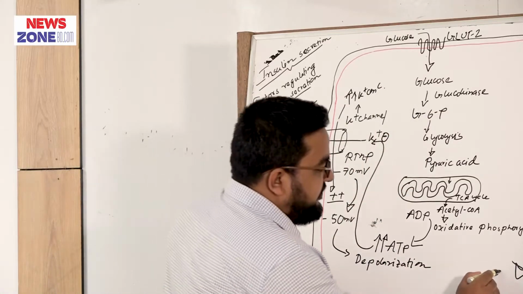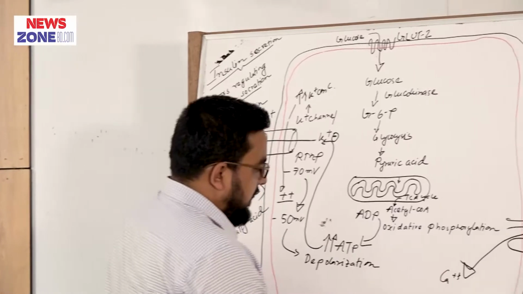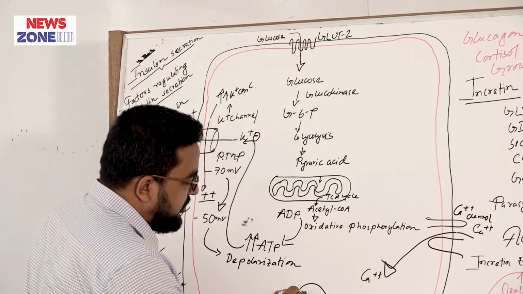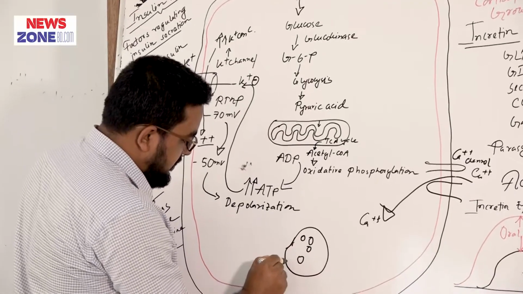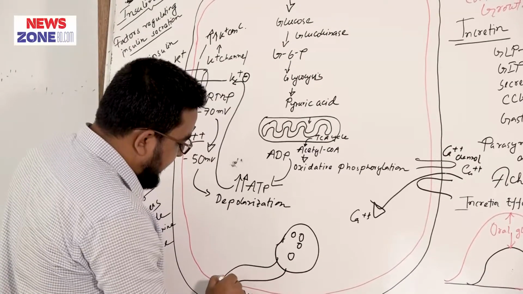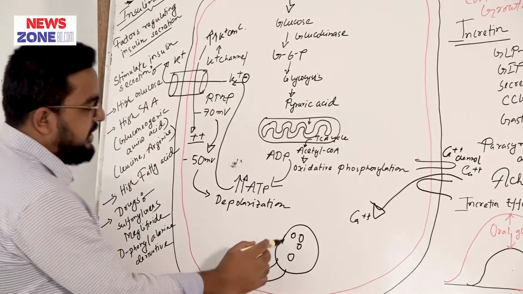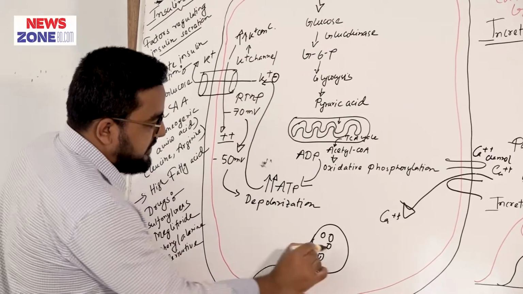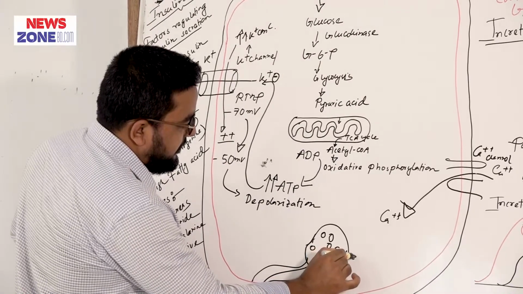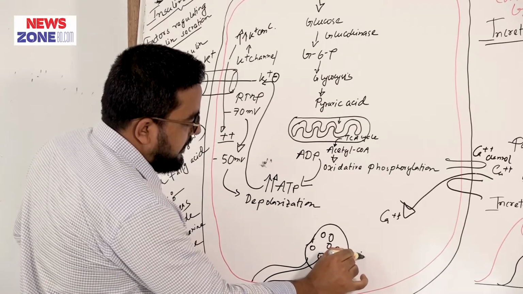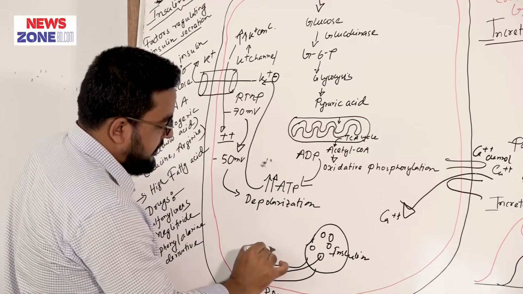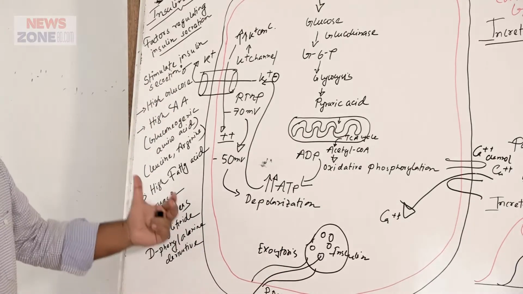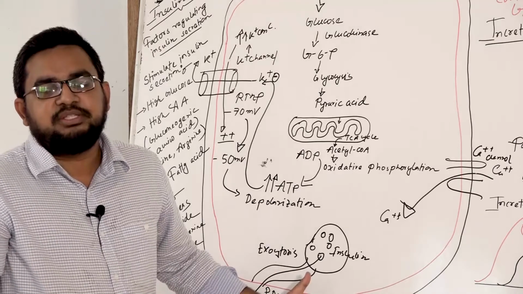When the calcium enters vigorously into the cell, it causes fusion of the secretory granules or secretory vesicles to the surface of the pancreatic beta cell, and from there the insulin is released by exocytosis. So this is the mechanism of insulin secretion.